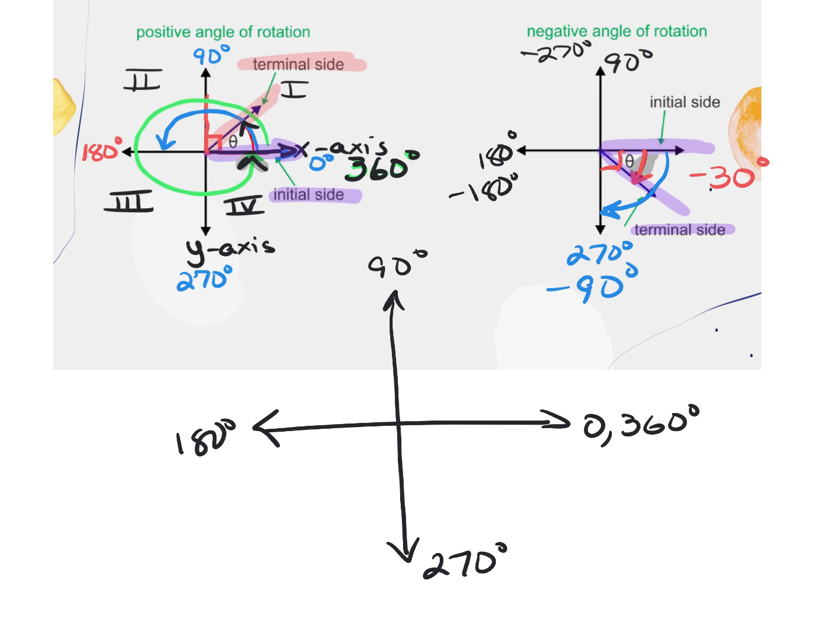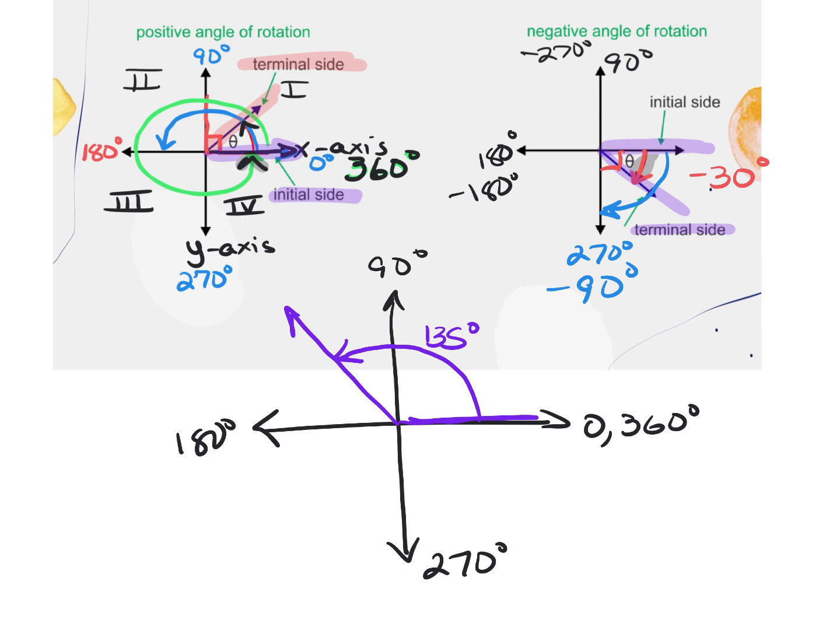So I'm going to start off from my initial side, and then let's say I wanted to graph 135 degrees. Well, I could go here 90, and I'm not going to put the arrow yet, and then I'll go a little bit more, another 45 degrees, and I could say that this is 135 degrees.